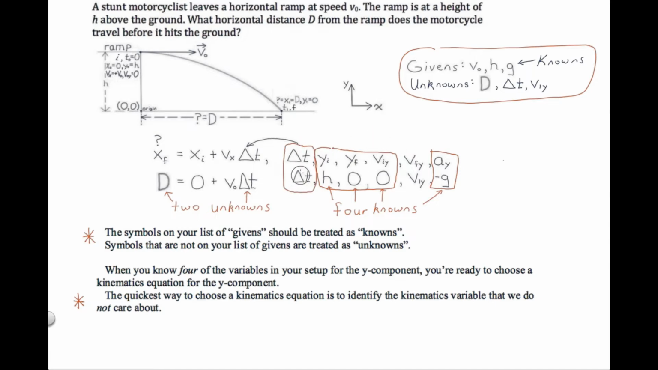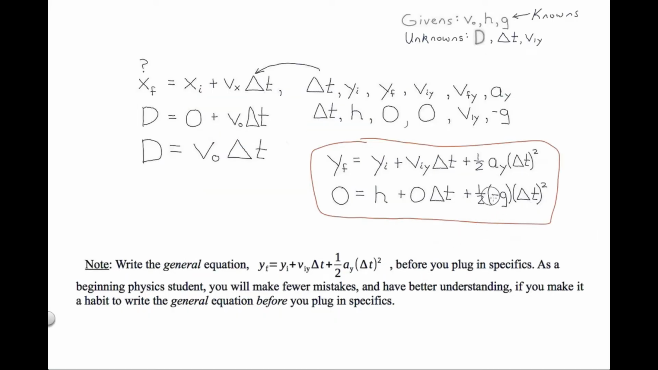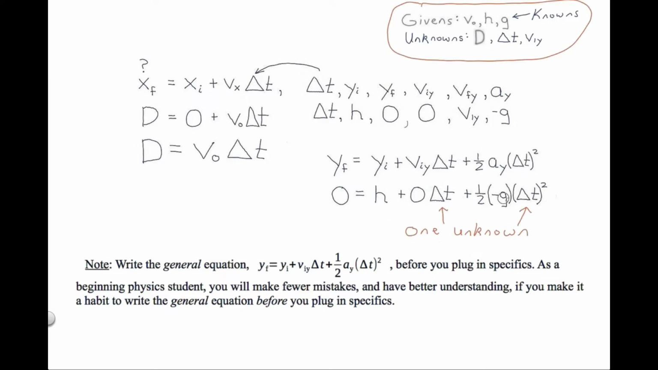And we care about delta t because we're planning to substitute our result for delta t into the kinematics equation for the x component. So for this problem, the kinematics variable that we don't particularly care about is v final y. So let's choose the kinematics equation that's missing v final y. That's this equation. Be careful to include this crucial negative sign when you substitute for a sub y. Remember that the symbols h and little g are treated as knowns because those two symbols are on our list of givens. So this equation has only one unknown, delta t. So we're ready now to solve this equation for delta t.